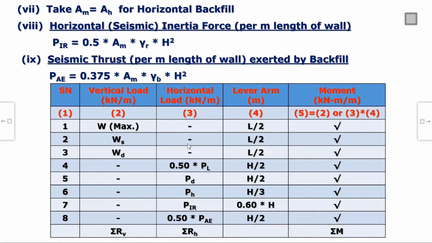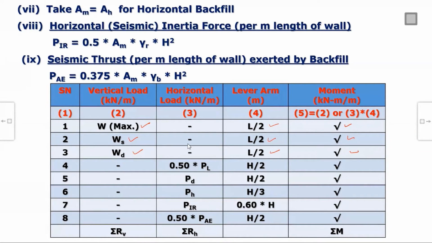Now, again the same thing we will analyze. Same table we will analyze. This time we'll take W max, WS, WD. They are acting at L by 2, L by 2, L by 2. And here, if you see in dynamic condition combination C, you take partial factor of safety H1. So you don't apply any factor of safety here. So multiply by this. Now, there are two things.